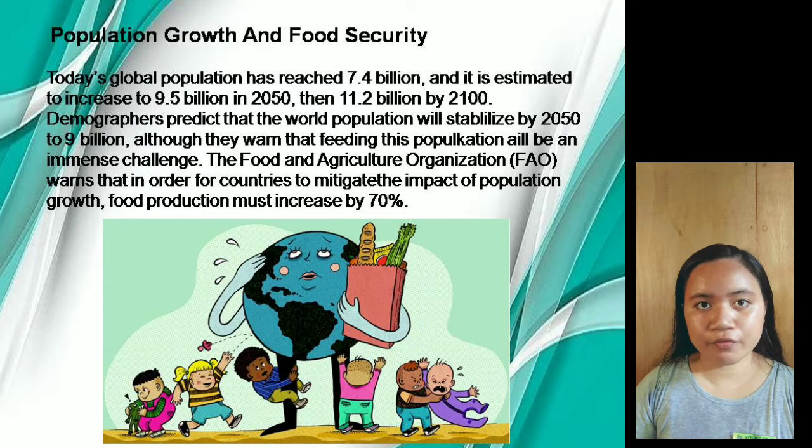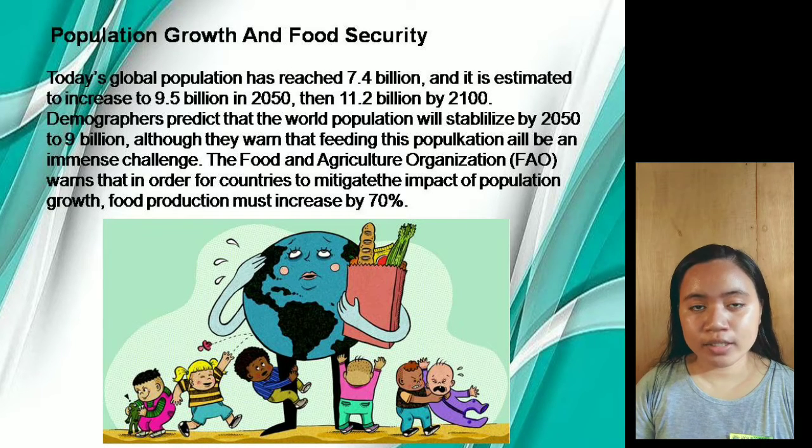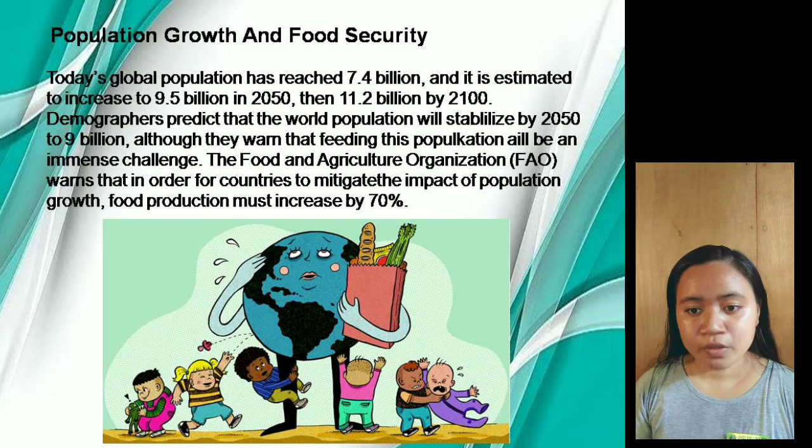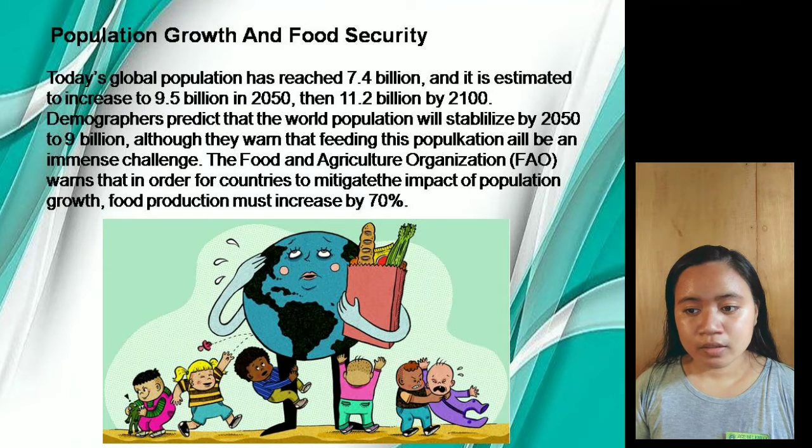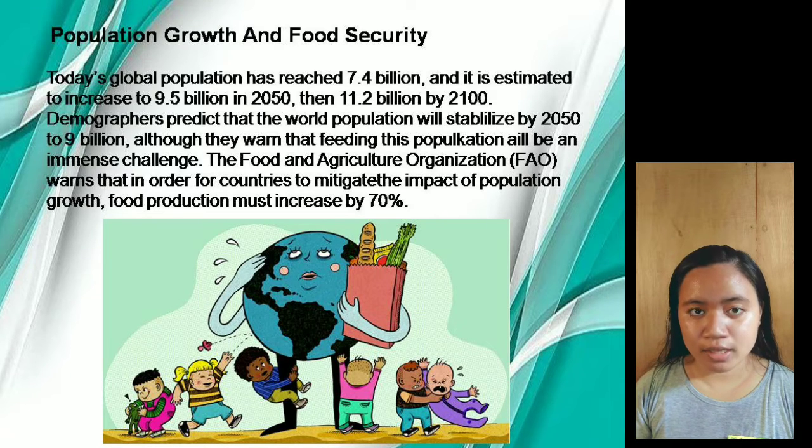Population growth and food security. Today's global population has reached 7.4 billion and it is estimated to increase to 9.5 billion in 2050, then 11.2 billion by 2100. Demographers predict that the world population will stabilize by 2050 to 9 billion, although they warn that feeding this population can be an immense challenge.